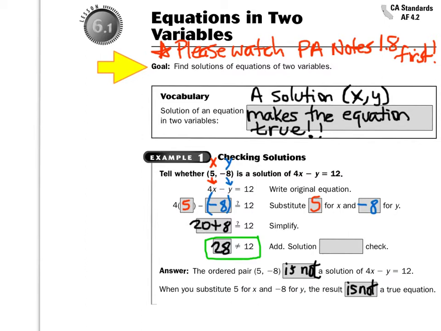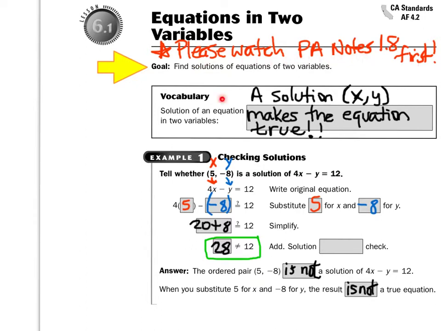Before we start Chapter 6, just like I asked you to do in class, please make sure you watch and take notes on the pre-algebra lesson 1.8, because you have to go back and review graphing points. But I'm doing this movie because I know you've already watched Pre-Algebra Notes 1.8 first.